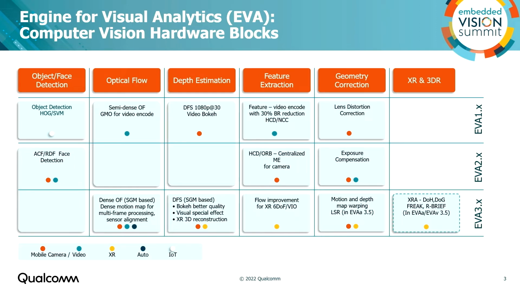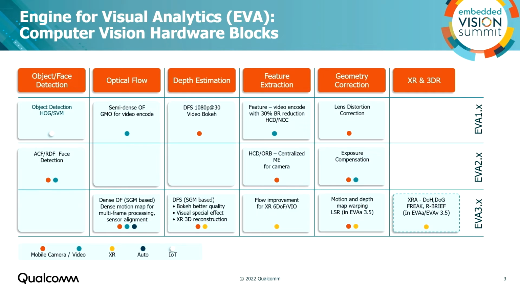EVA 1 came out with Snapdragon 855 back in 2018. EVA 2 was introduced on the premium tier also with Snapdragon 865 in 2019. And then just last year on Snapdragon 8 Gen 1, we released EVA 3 back at the end of 2021.